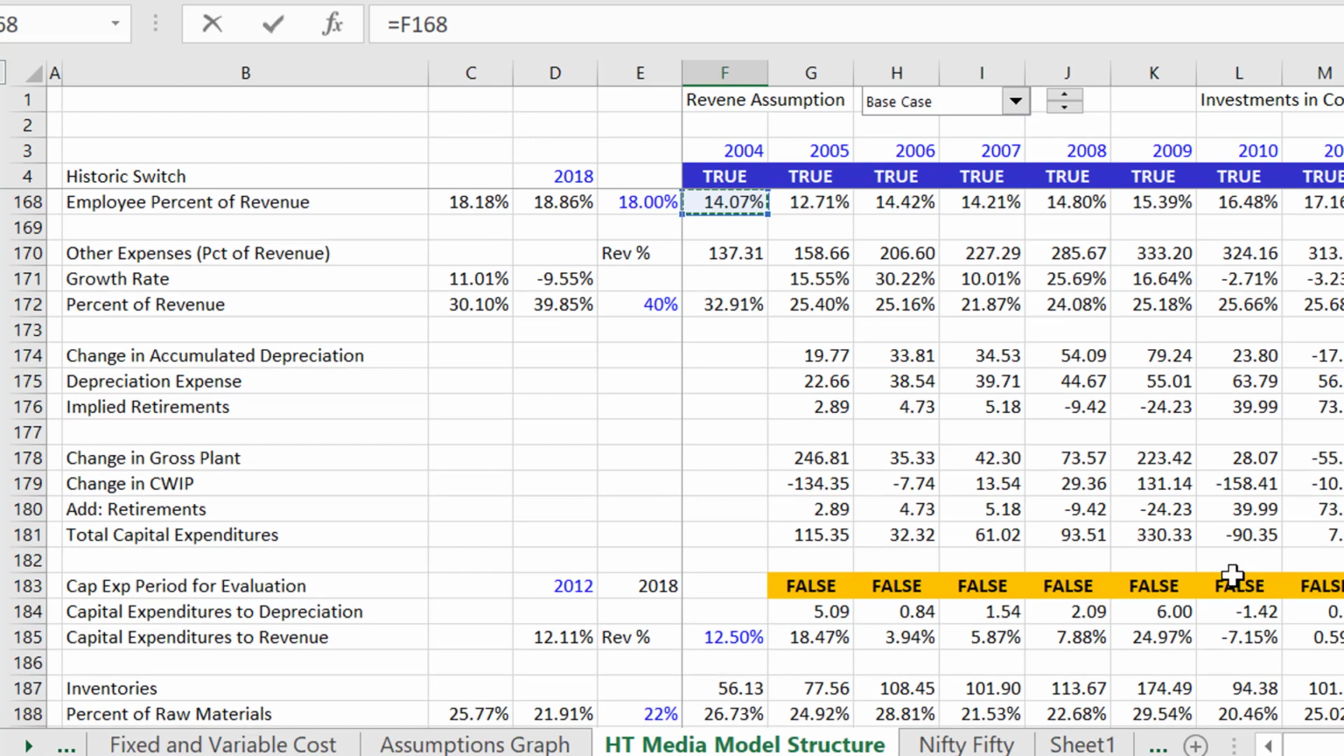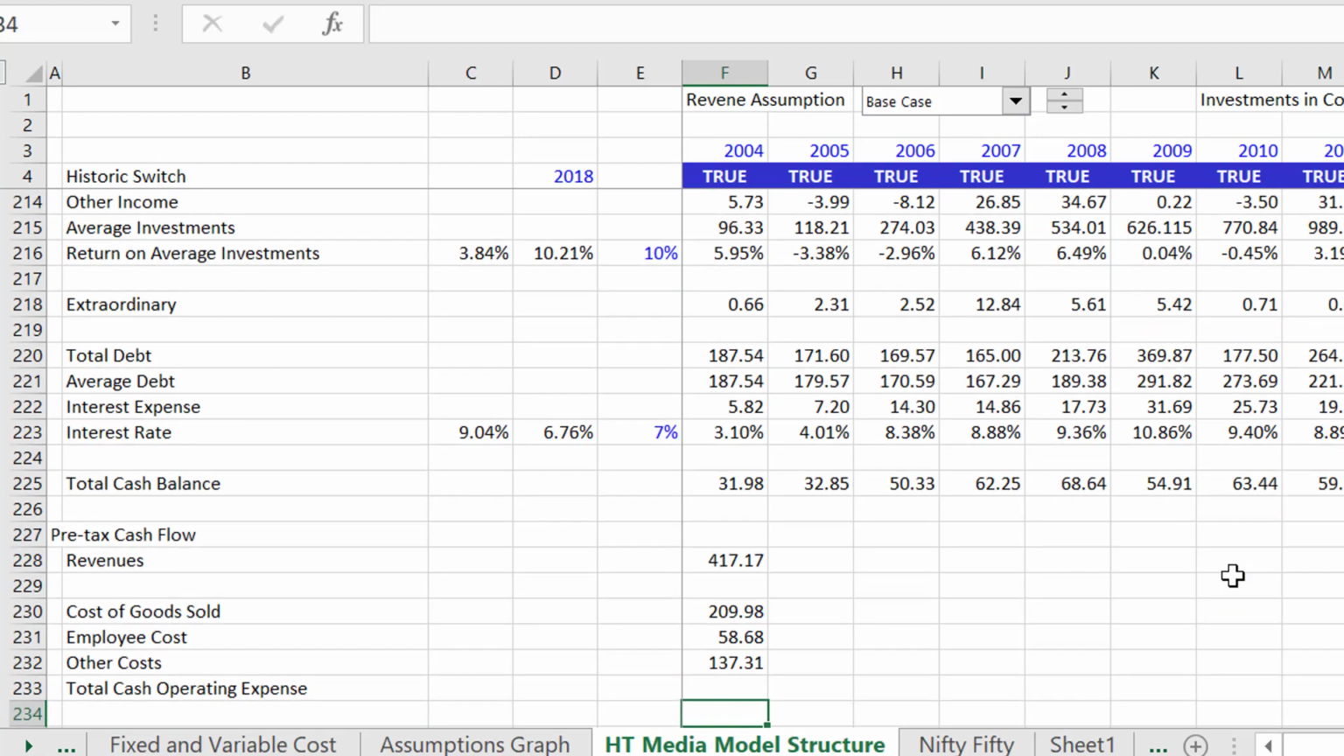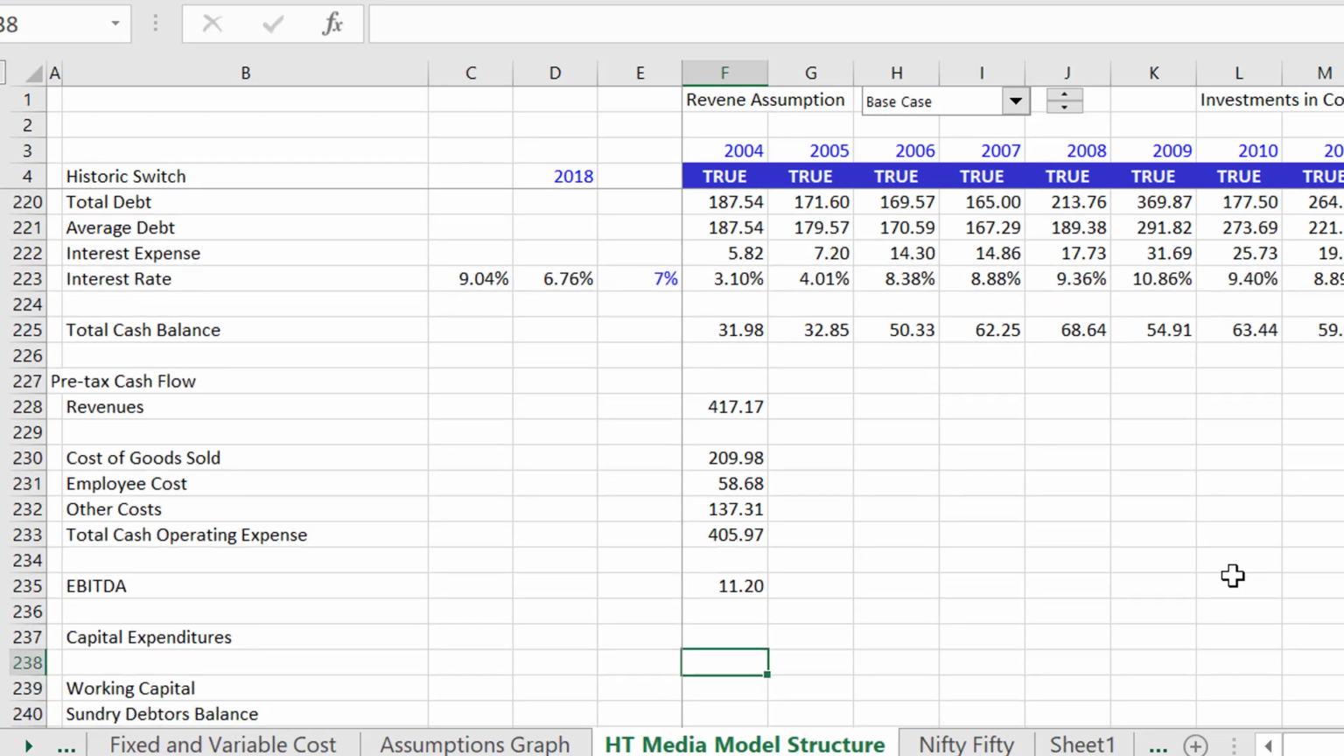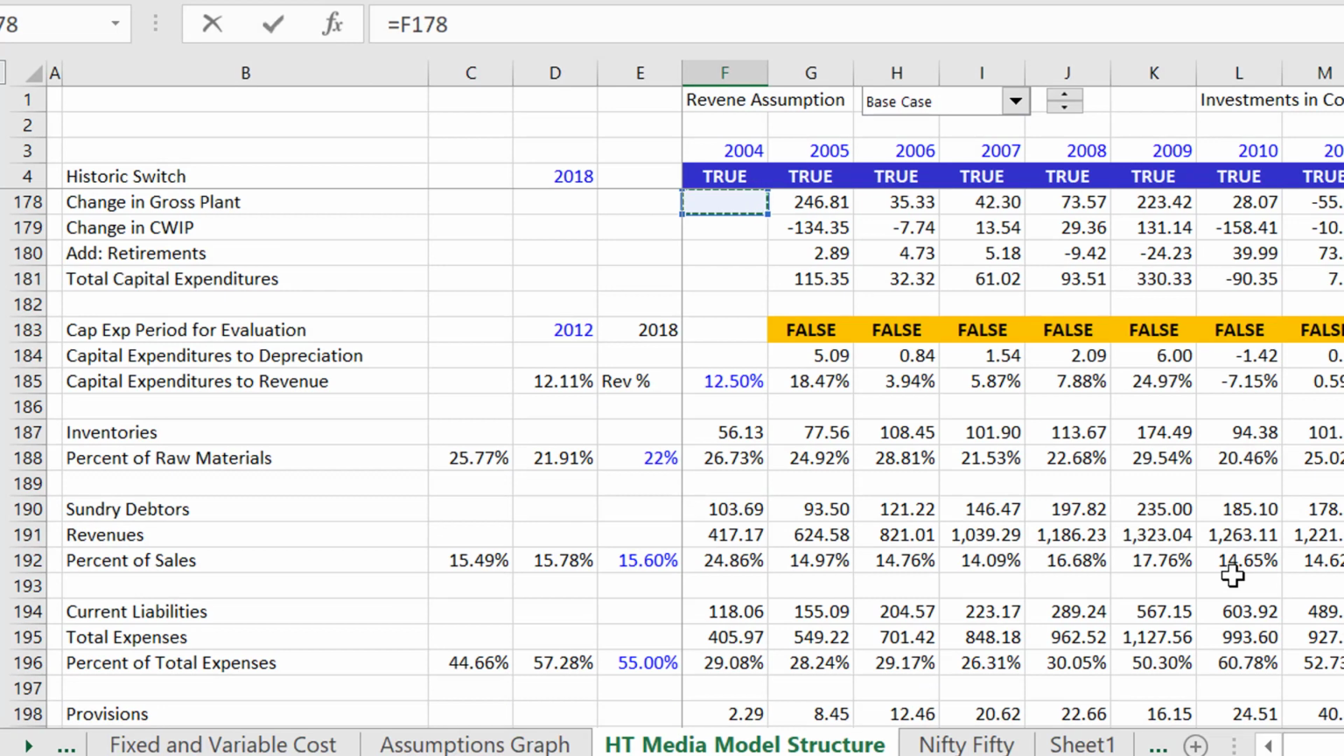Okay, and once we have that, we can press Alt-equals and get the total costs, and then we can get the EBITDA in a nice direct method, and then we can get these capital expenditures. Whoops, I put it in the wrong line. And these, for me, are the absolutely crucial parts of making a model. Now, capital expenditures to depreciation, capital expenditures for evaluation, and we have the total capital expenditures up here.